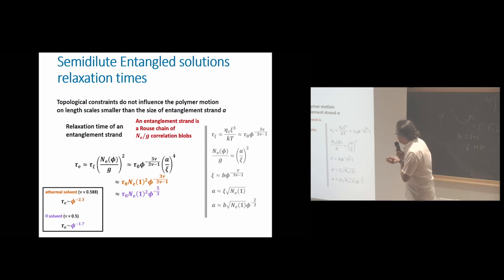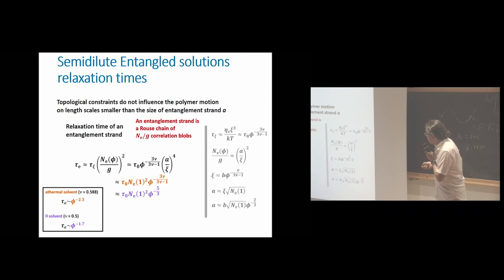And then this is the relaxation time of an entanglement strand, tau E. The entanglement strand is a Rouse chain, a Gaussian chain, and the monomer is the blob, and its number is NE over G. This is the number of monomers in an entanglement strand, and G is the number of monomers in a blob. So this is a Rouse time expression. Rouse time is the product of the relaxation time of the monomer, here a blob, and its size squared. We know tau xi on the previous page, and we know its dependence in NE over G.